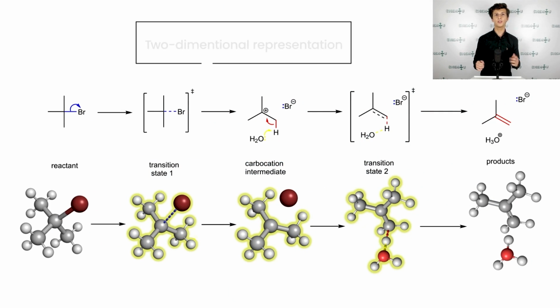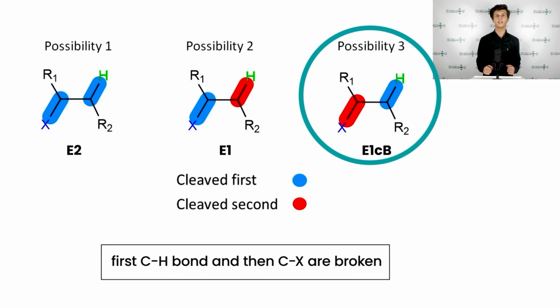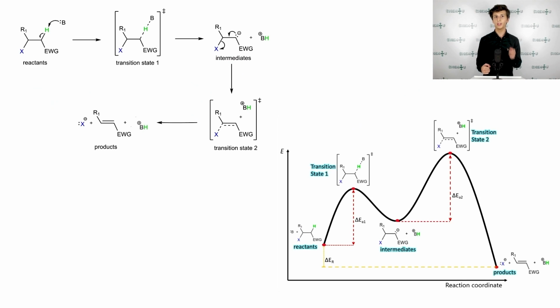Now you can see the two-dimensional representation of the reaction mechanism on the slide. Till this point of time, we have discussed two different timings of CX and CY bonds breaking, so there is only one possibility left. The last option is very similar to the previous mechanism. However, it differs in the sequence of bond breakage.